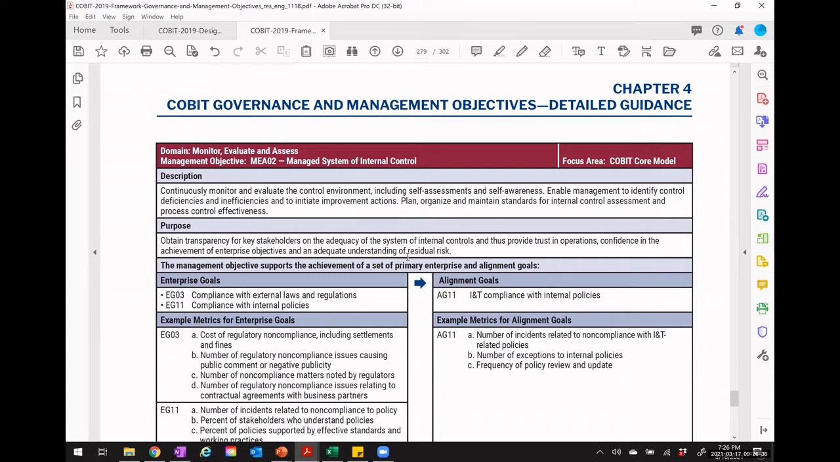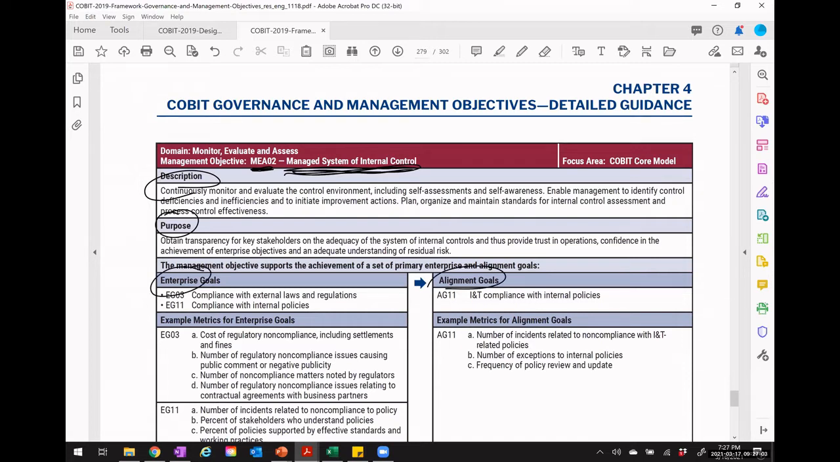So remember that list of all those 40 governance and management objectives, what you're looking at right here. Cobit tells you this for every one of those. By the way, here's MEA02, Managed System of Internal Control. By the way, that means this is now an auditable process. My audit process is auditable. It gives me a description and a purpose statement. It then links me to what's called enterprise goals.